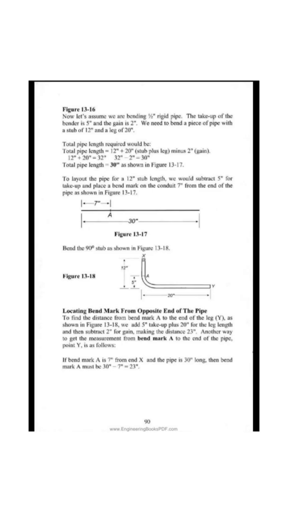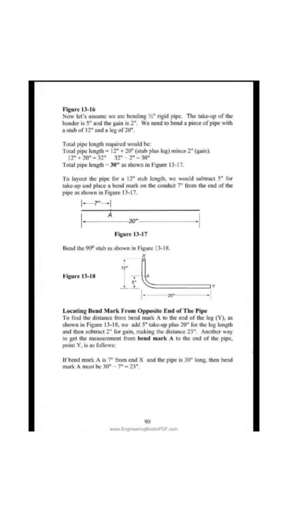12 inches plus 20 equals 32 inches, 32 inches minus 2 inches equals 30. Total pipe length equals 30, as shown in Figure 13-17. To lay out the pipe for a 12 inches stub length, we would subtract 5 inches for take-up and place a bend mark on the conduit 7 inches from the end of the pipe as shown in Figure 13-17. Bend the 90 degrees stub as shown in Figure 13-18.